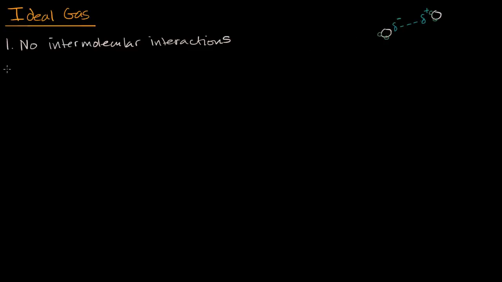The second key assumption is that the volume of the gas itself, the molecules of the gas, is negligible relative to the volume of the container. So gas molecule volume is negligible. Now, it turns out there are no gases that are absolutely true ideal gases. Obviously, all gases, their actual molecules do take up some volume. And there will be some type of intermolecular interactions, even van der Waals forces and whatever else.